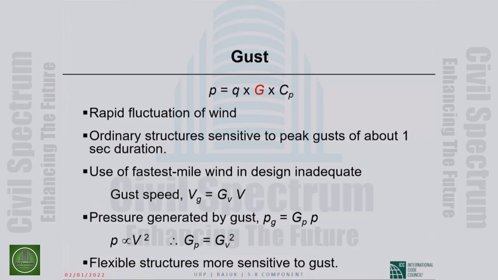That factor has to do with rapid fluctuation of wind. That's what gust is, a rapid fluctuation. Ordinary structures are sensitive to peak gusts of about 1 second duration. This is something we have learned from a lot of experience.